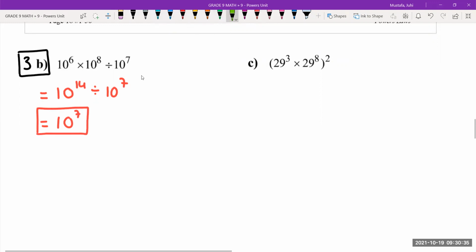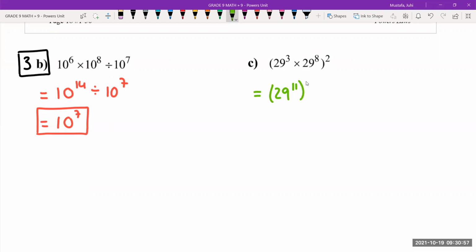It does work the other way. It's just you have to be careful. Like if there is a plus sign or brackets, just make sure you're always following BEDMAS rules. According to BEDMAS, we got to do what's inside the bracket first. So I have 29 to the power of 3 times 29 to the power of 8, same base, multiplication sign. Javint, what am I going to get?